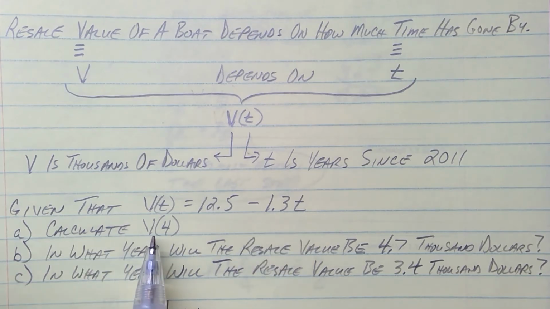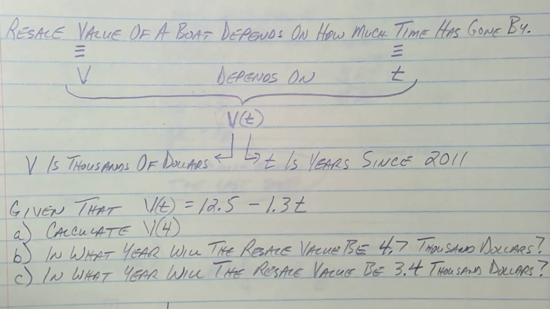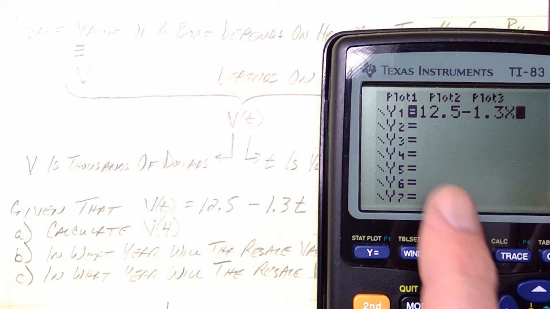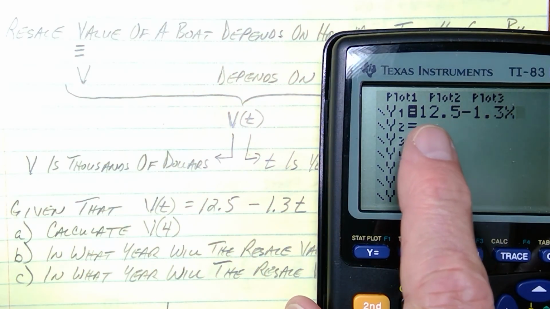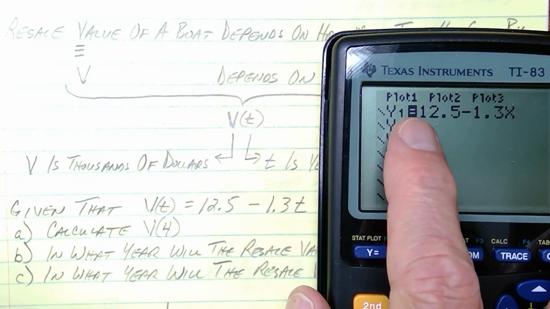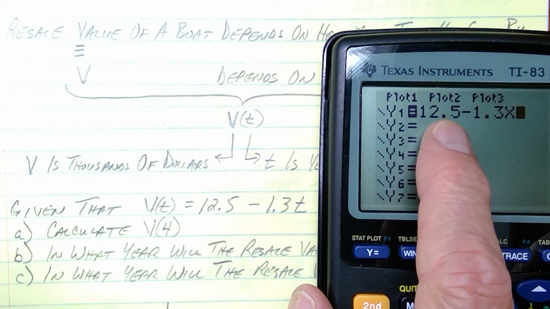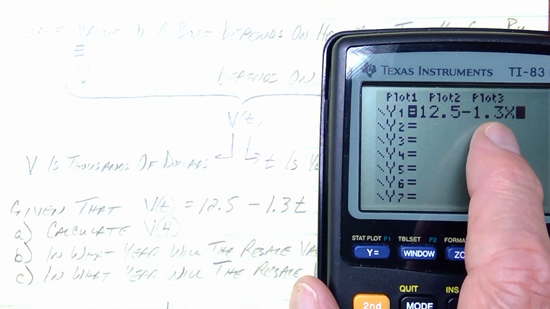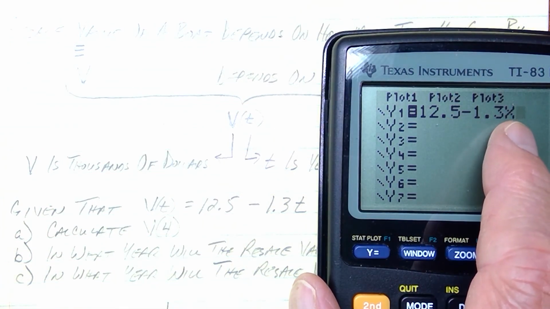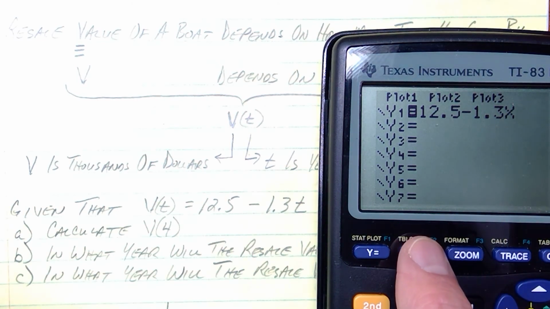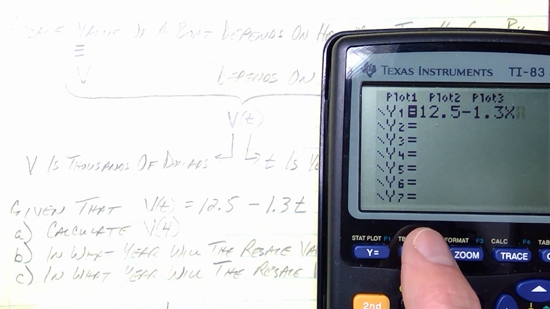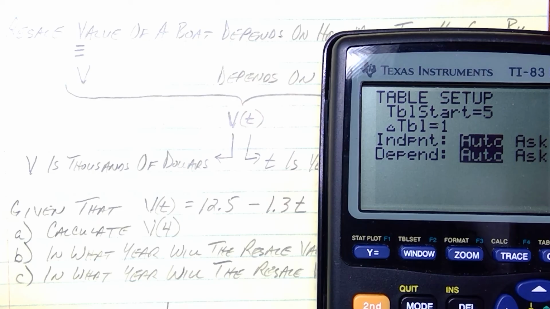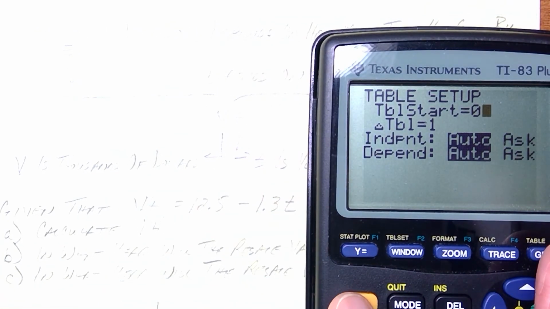Now they said calculate the value of the boat 4 years later. Well, let's put this in our calculator and do that. All right, I have my equation in here. The value of the boat is $12.5 thousand minus $1.3 thousand each year that goes by. I'm getting ready to look at my table, but I want to set it up first. Let's just make it start back at 0 and go up by ones. That looks good. And let's go to our table and see what's what.